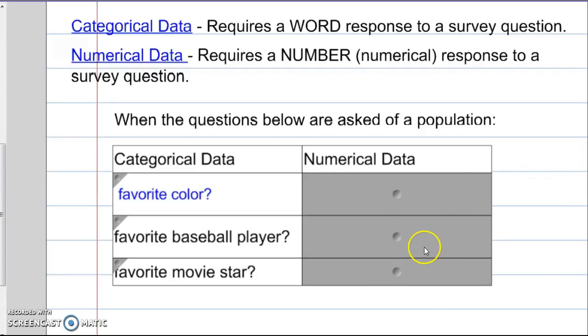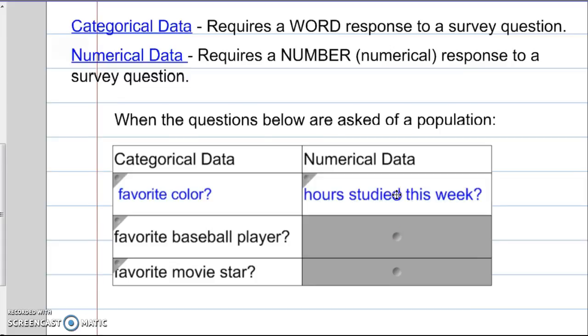Now on the right side of your table, the three questions that we're going to go through, all three of these, if we ask a population, would require a number response. The first question that I want you to copy is hours studied this week. Pause your video and copy that question. Of course, if I ask anyone in the classroom today, how many hours did you study this week, you would give me a number. So that is numerical data.